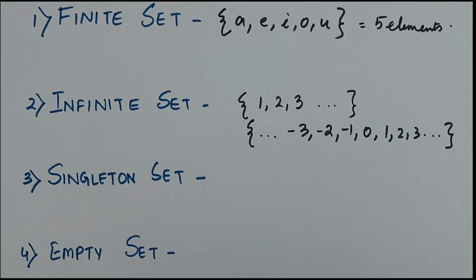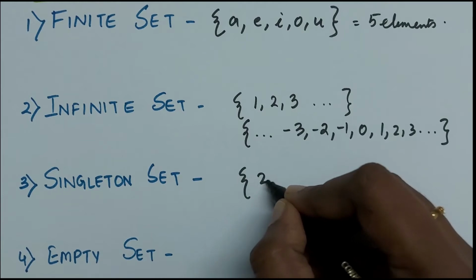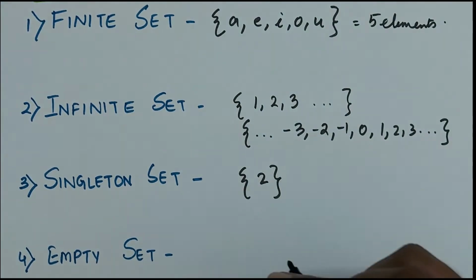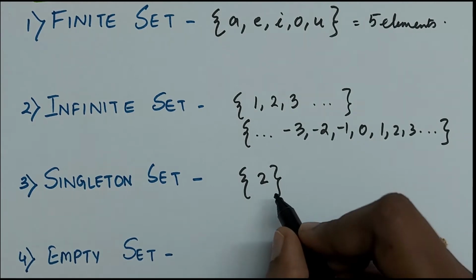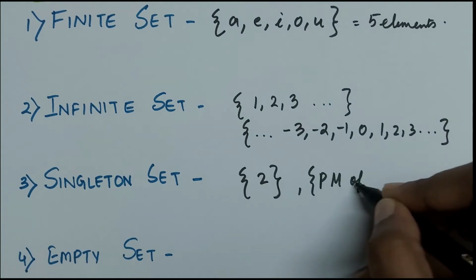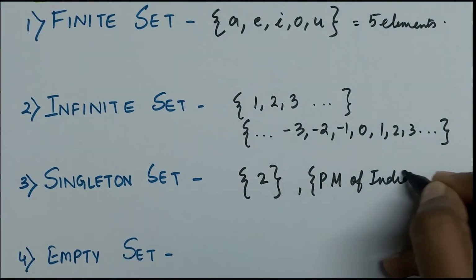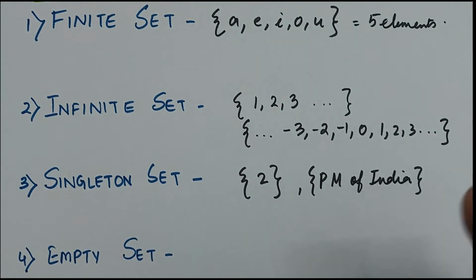Then we have the singleton set. Single means 1. So when we talk about a singleton set, it means it contains only one element. So for example, if I tell you an even prime number, you know the even prime number is only one, that is 2. So that becomes a singleton set. Or if I say the Prime Minister of India, there is only one Prime Minister of our country or any country actually, that forms a singleton set.